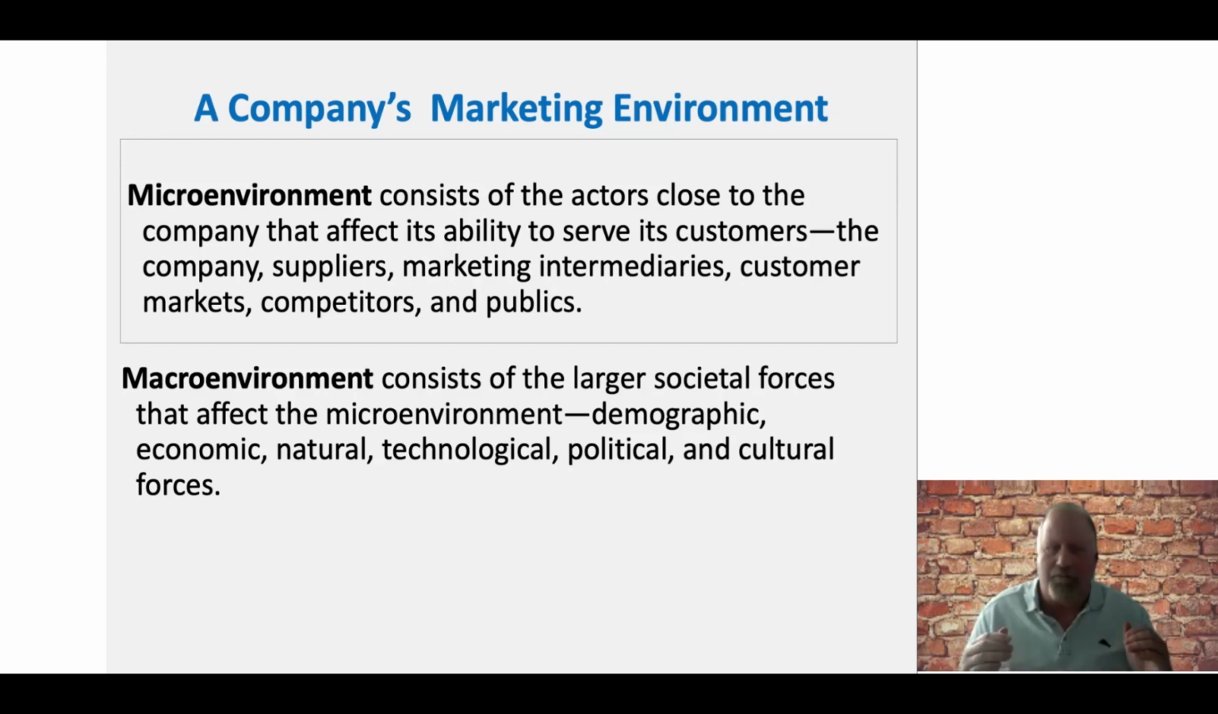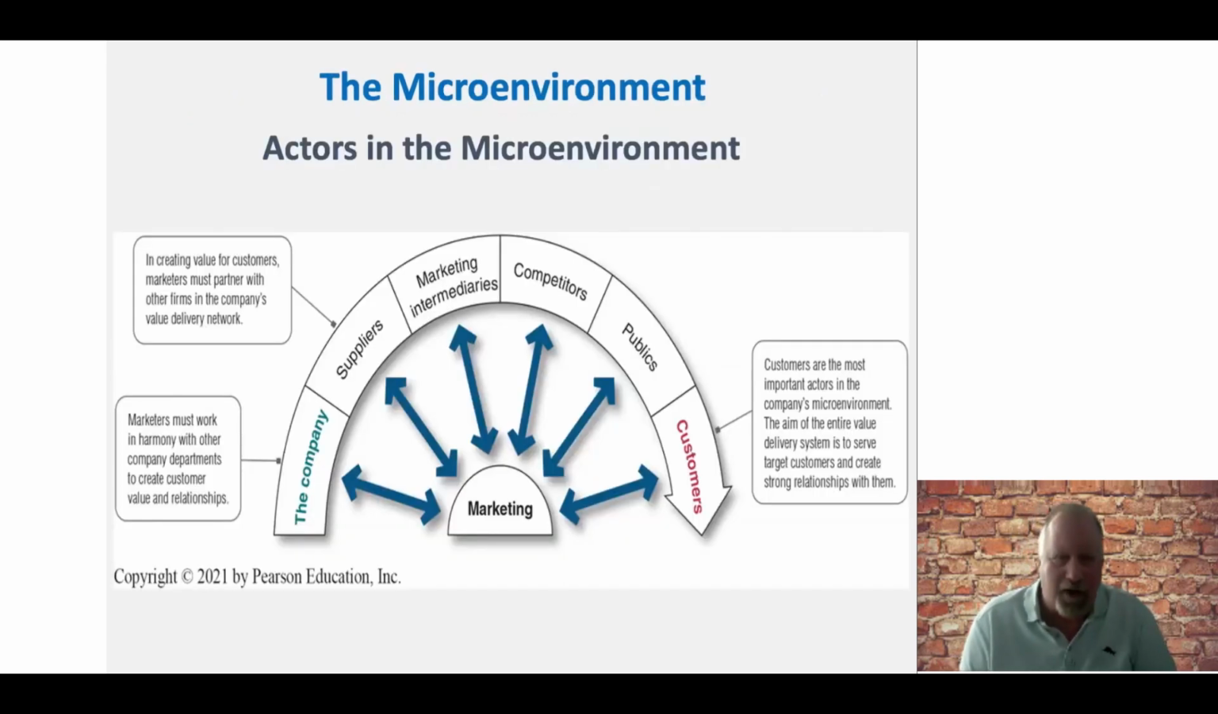Then we also have what we call the macro environment. This consists of larger societal forces, the larger societal forces that affect the micro environment. These are things like demographics, economic, natural, technological, political, and cultural forces. Now, I understand that this is a lot of information broken into these two categories, so let's get into each of these individually and really discuss what we mean by the micro environment and the macro environment, and really understand how firms utilize this information and watch it closely and try to adjust to it to be able to maximize their effectiveness. So let's get into the micro environment.